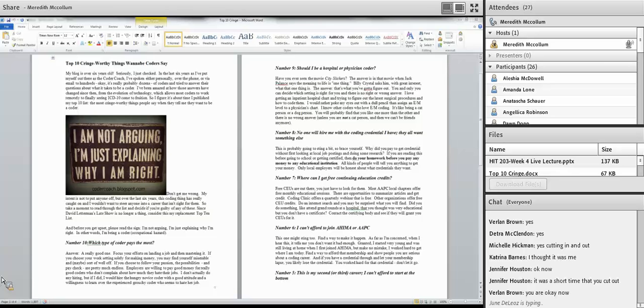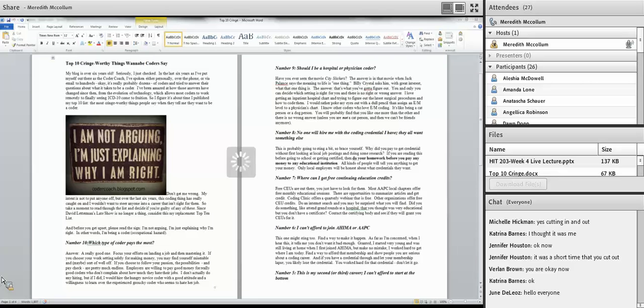Okay, let's try again. So what type of coder pays the most? You want to make sure you do what you love. You don't want to do something you hate. Should I be a hospital or physician coder? So again, this is something you have to figure out. You've got to decide what you want to do.